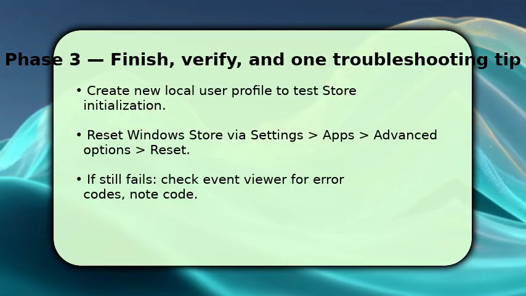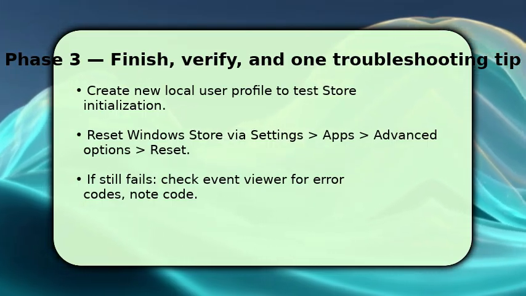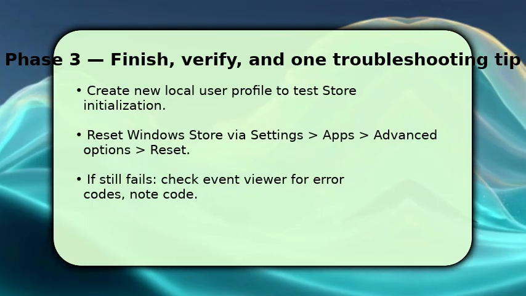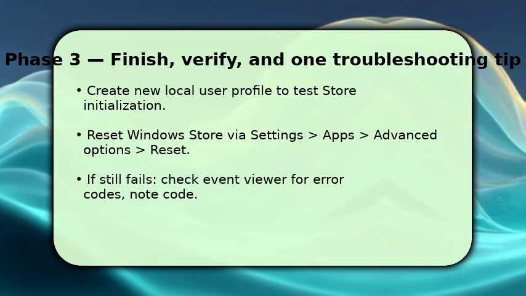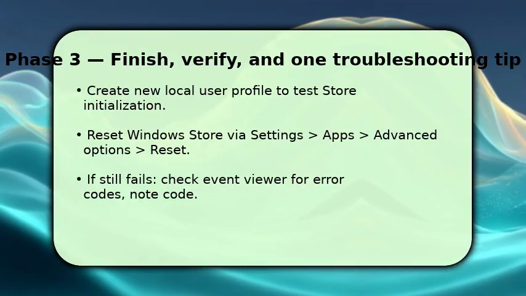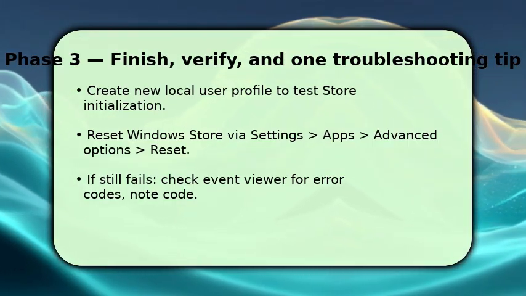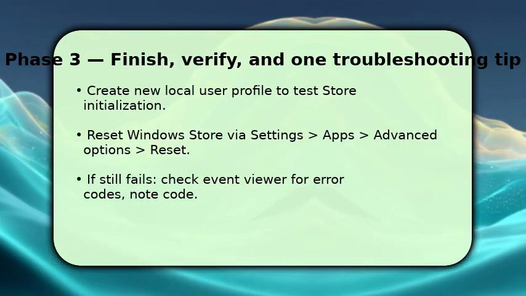If problems persist, open Event Viewer and look for store or apps error codes and note them. This is the key troubleshooting tip. An error code directs targeted fixes or safe rollbacks. Make sure to document the code before seeking further help.